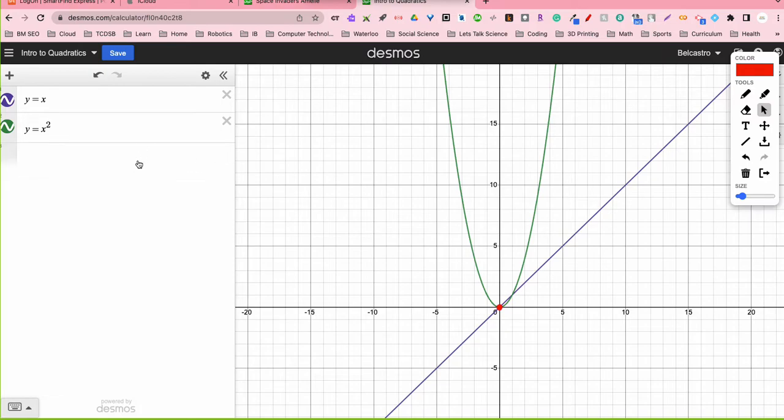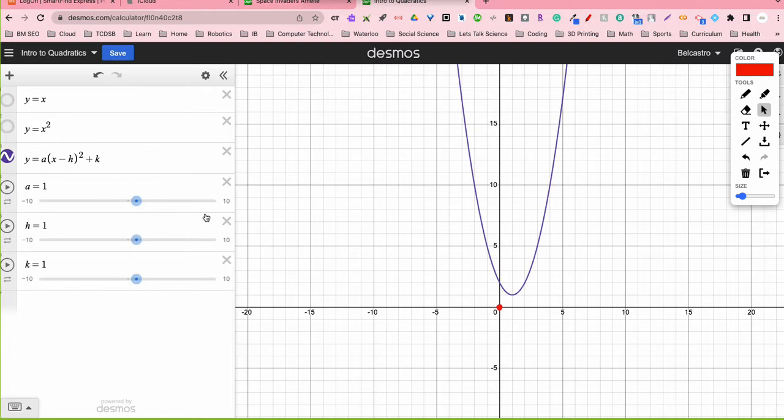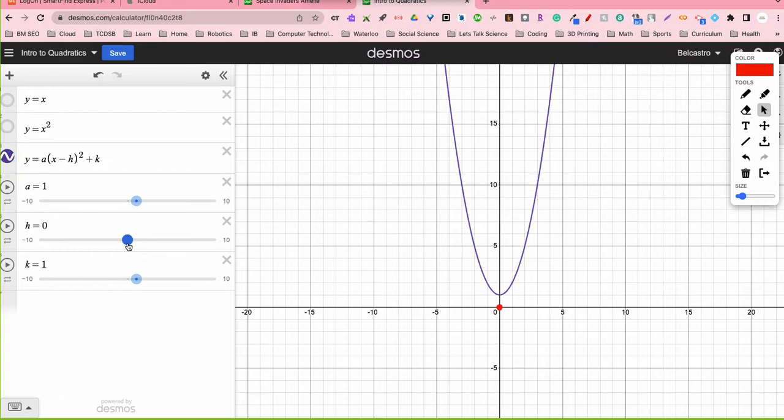Okay, so we have those two parent functions, which I'm actually going to turn off at the moment. And I'm just going to say y is equal to a(x minus h) squared plus k. And it's going to ask me for a whole bunch of sliders. So you'll notice this one's a little shifted off. Right now, its vertex is at 1, 1. Okay, so in other words, the h is 1 and the k is 1. I'm actually going to move it to 0 and 0 so that it's on the origin.